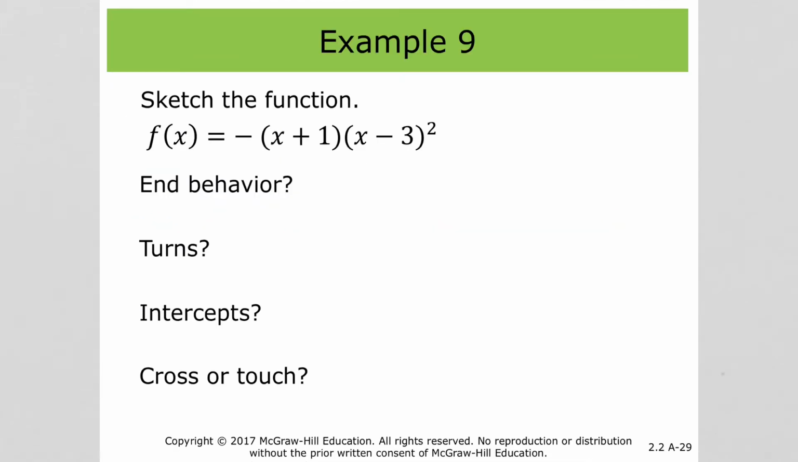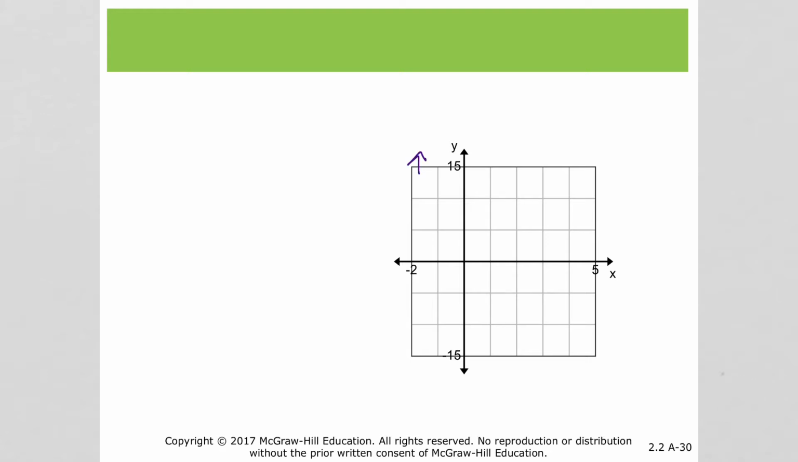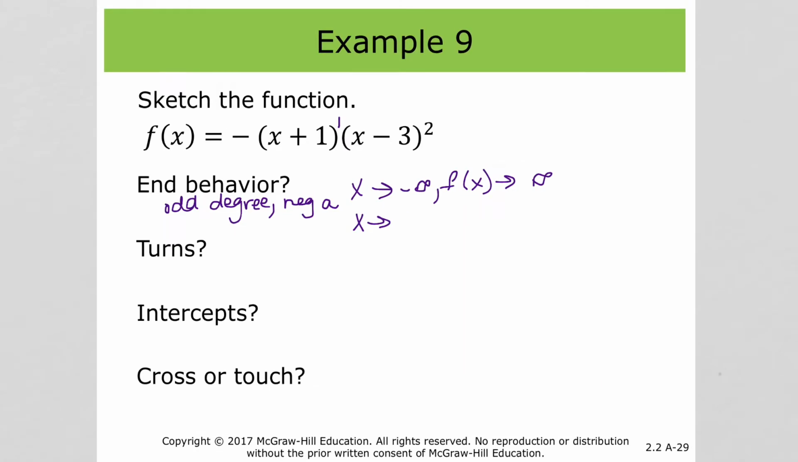So the end behavior here, we've got a degree of 1 and 2, so we have an odd degree because the degree is 3, and a negative a. Okay, so odd degree means we're going down, up, or up, down. Since it's a negative a, then we're going down to the right, so up, down. So as x approaches negative infinity, f of x approaches infinity. Okay, we're going up to the left, down to the right. As x approaches infinity, f of x approaches negative infinity.